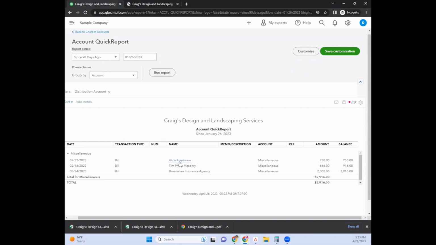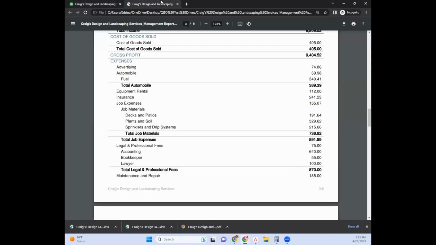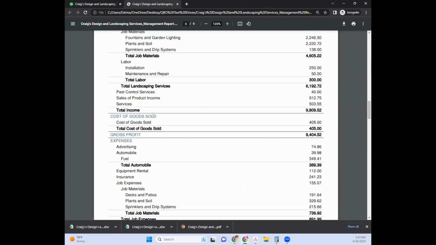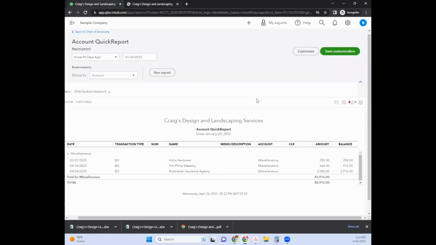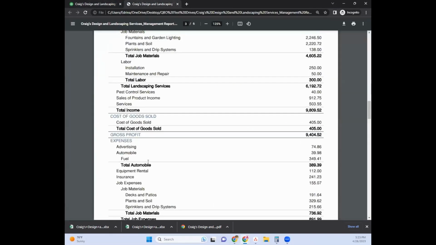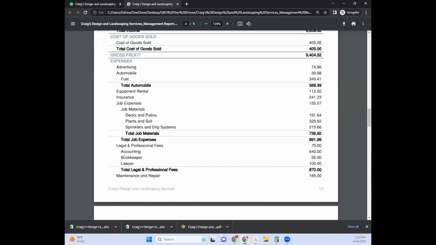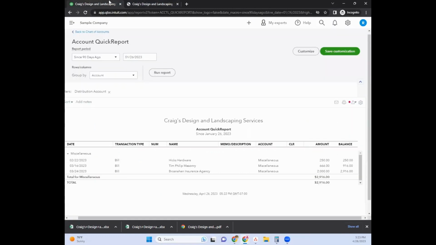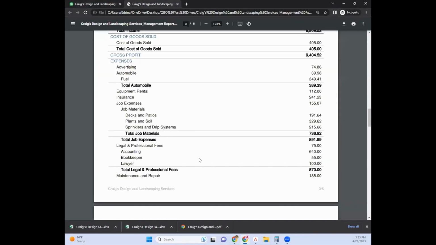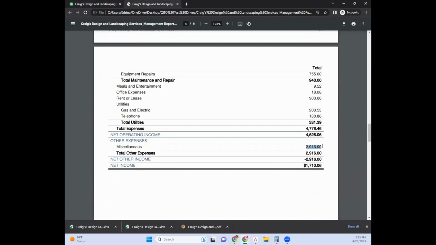So Hicks Hardware looks like it probably should be going either to job materials or up here to cost of goods sold. And then this one here, Tim Phillip Masonry, I would move that to like a contractor expense if he is helping him with some sort of design or something like that in his business. So yeah, if we were doing this, we would get rid of this whole account and we would distribute it to the correct categories.